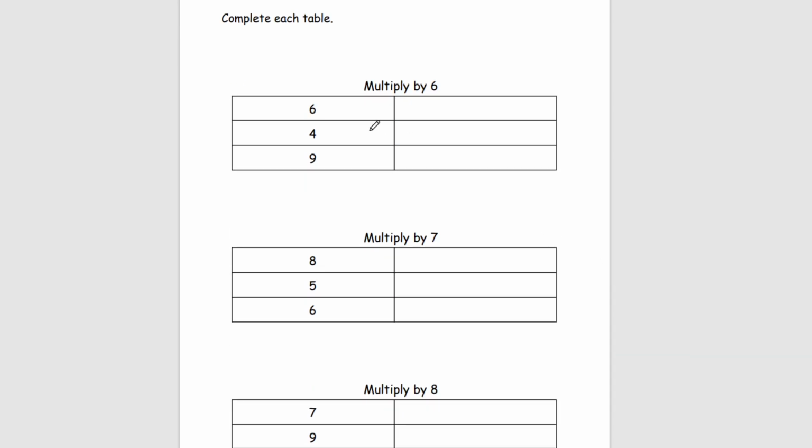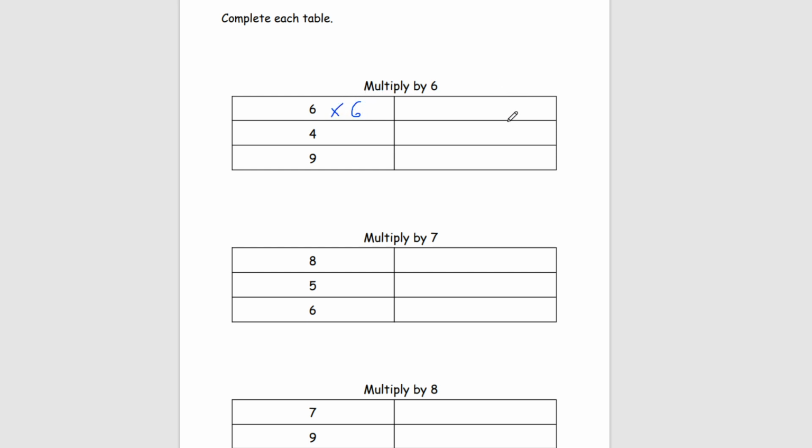For this next page, we're completing each table. If you already know your times tables, obviously you can just fill them out. But if you don't know your times tables yet, we're going to do the long method. So look at this first one. We have 6 multiplied by 6, so 6 times 6.